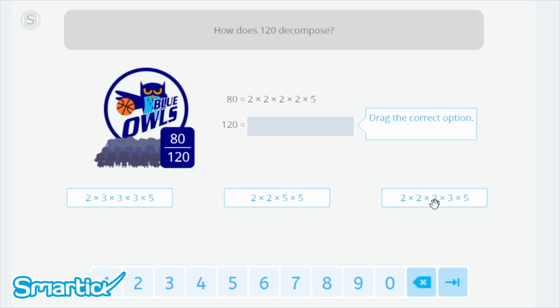Sorry, I think I made a mistake here. 2 times 2 equals 4. 4 times 2 equals 8. 8 times 5, we know, gives us 40. And 40 times 3 equals 120. Yep, this one.